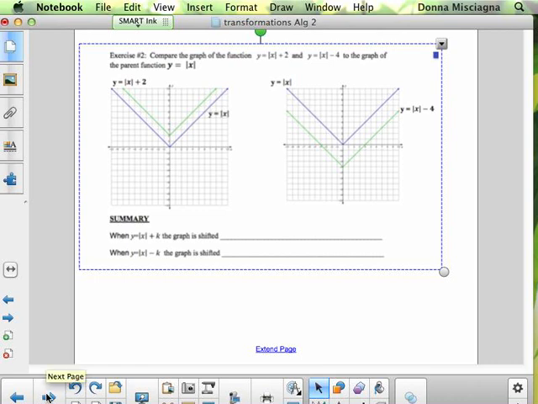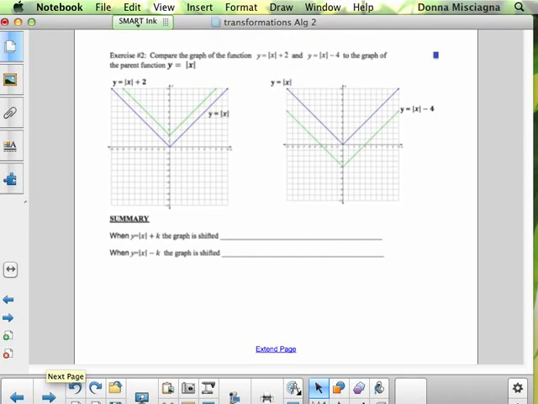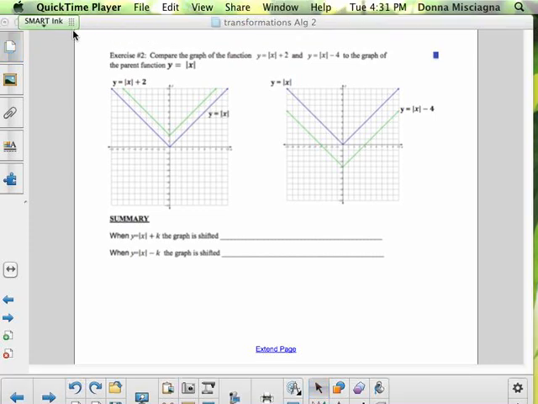All right, so here we have it already graphed, and we're going to talk about the transformations. So compare the graph of the function y equals the absolute value of x plus 2, and y equals the absolute value of x. So y equals the absolute value of x is the parent function. Right? And so now we're going to describe how the graph was transformed.